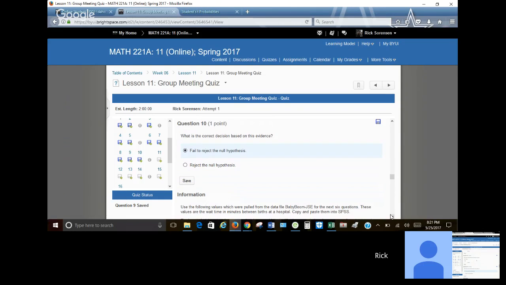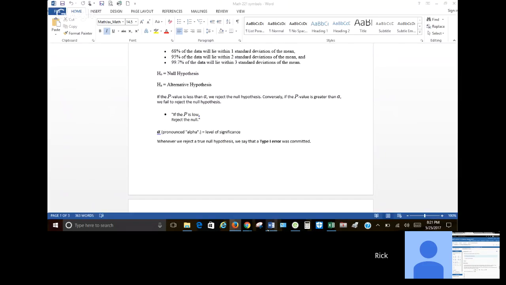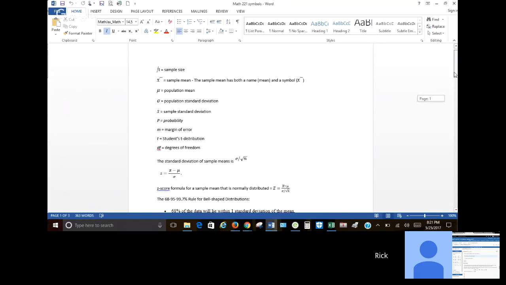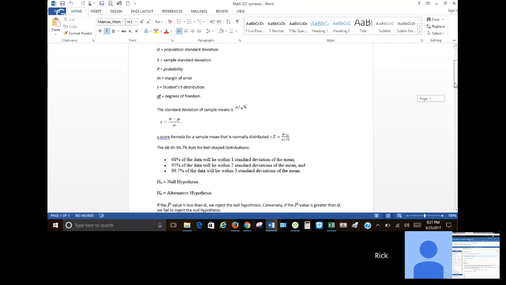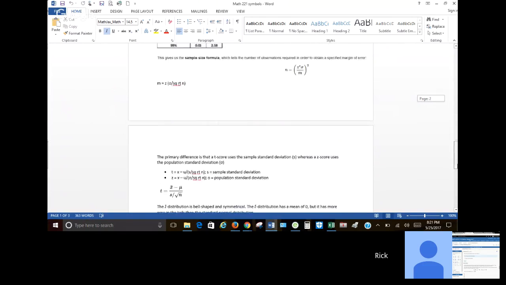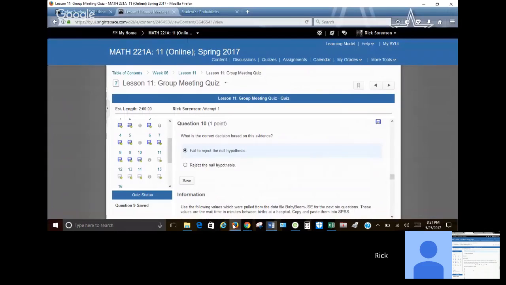So that, again, will fail to reject because the p-value is higher than the alpha, which is the, what does that A stand for? The level of significance. That's correct. Level of significance.